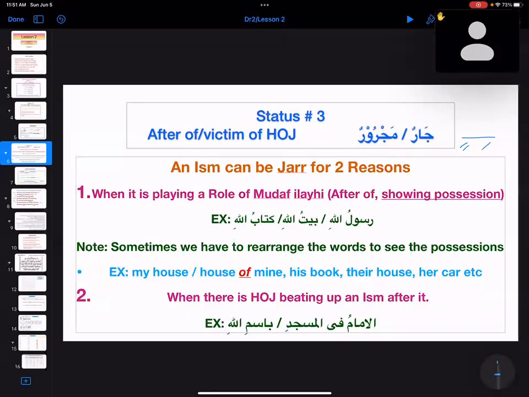The examples are when I say Rasulullahi, right? So the word Allah, what status is the word Allah over here? Jar. It is jar in status, right? Because the word Allah over here is showing that Allah subhanahu wa ta'ala possesses something, someone.